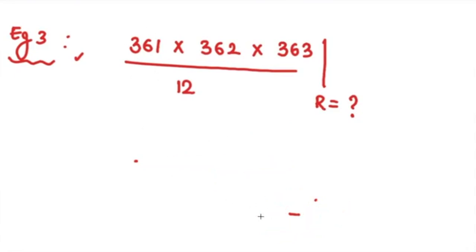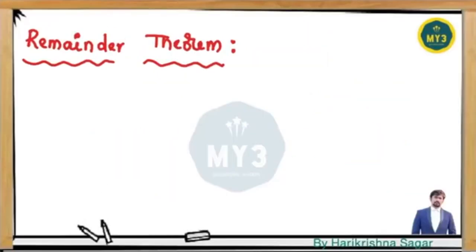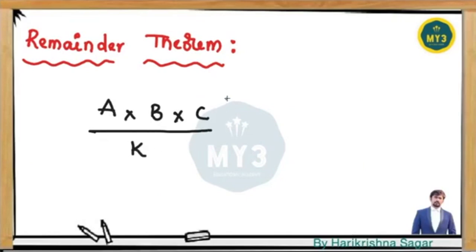But doing all this calculation is not required, because if you do like this, it will consume a lot of time from our end. So that is the reason the basic remainder theorem is telling you, whenever we have any product of numbers like a into b into c, something divided by k, and if you want to find out the remainder of this, you need not calculate the product and solve the question.